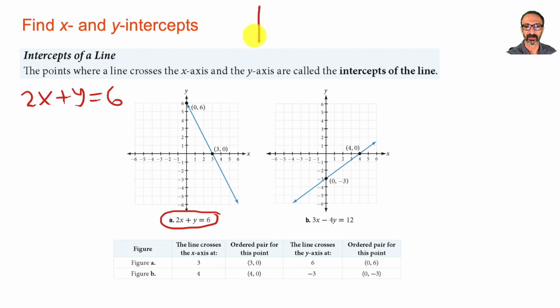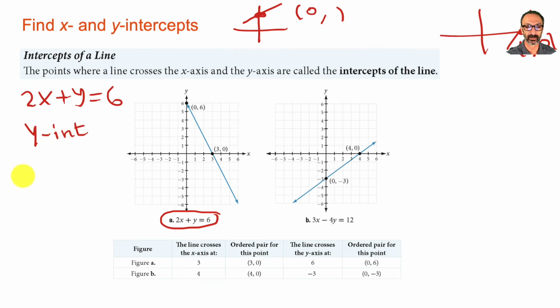When you want to find the y-intercept, you need to keep in mind that x is 0. When you want to find the x-intercept, you need to keep in mind that y is 0. That's the main part. So here for part A, let's find the y-intercept. To find the y-intercept, where it crosses the y-axis, I told you that x has to be 0, correct?